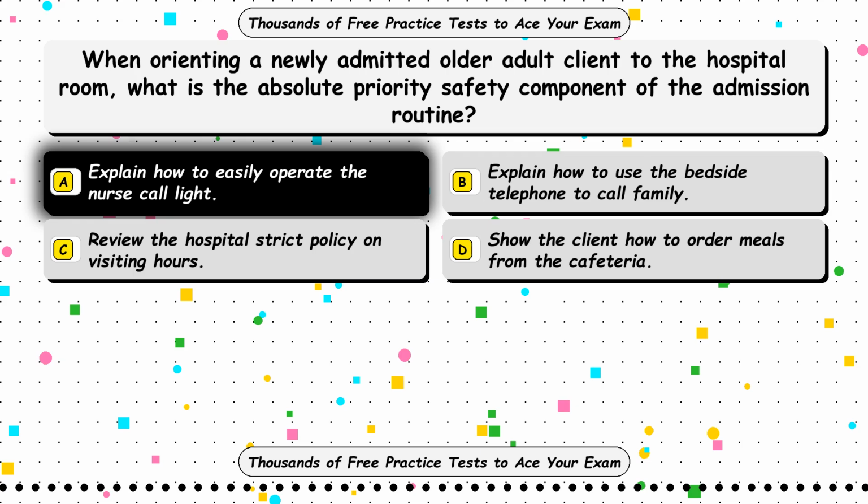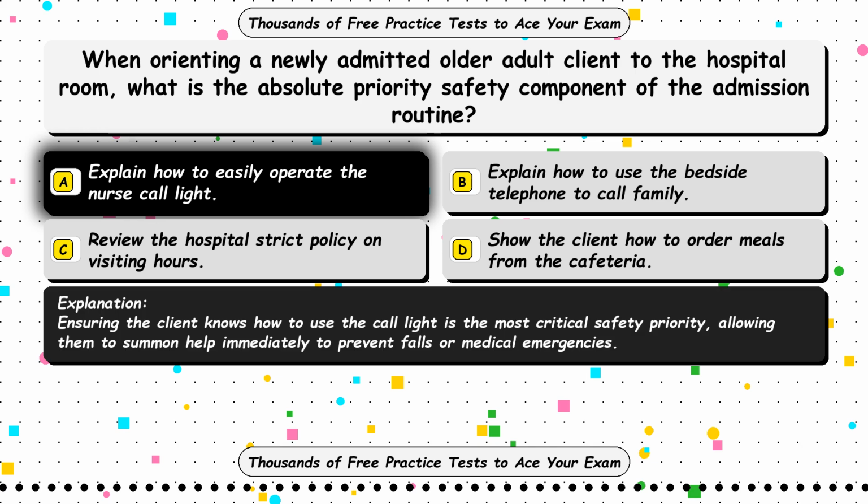The correct answer is option A. Explain how to easily operate the nurse call light. Ensuring the client knows how to use the call light is the most critical safety priority, allowing them to summon help immediately to prevent falls or medical emergencies.